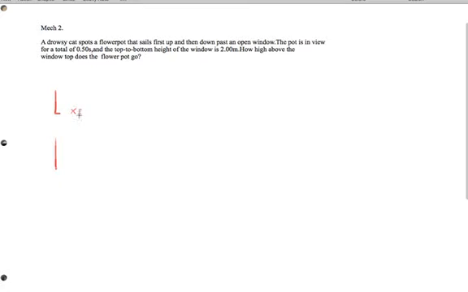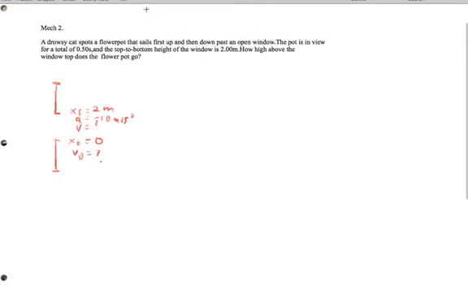So I know at the top of the window, we've covered 2 meters. At the bottom of the window, we've covered, well, 0. So I'm going to ignore this part below and this part above for now just to get a handle on the problem. My acceleration is due to gravity. That's negative 10 meters per second squared. I don't know the speed at the top. I don't know the speed right when I hit the window.